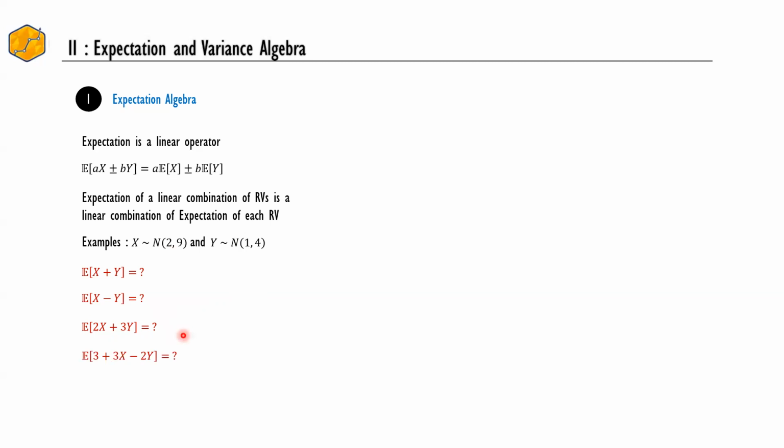What about this one? Expectation of 3 plus 3X minus 2Y. This is also 7, is it? 3 times 2, 6 plus 3, 9 minus 2, that is 7. So expectation of a constant is that constant. There is no variation, right? So if this is always 3, then on an average, it is also 3. So expectation of 3 is 3.